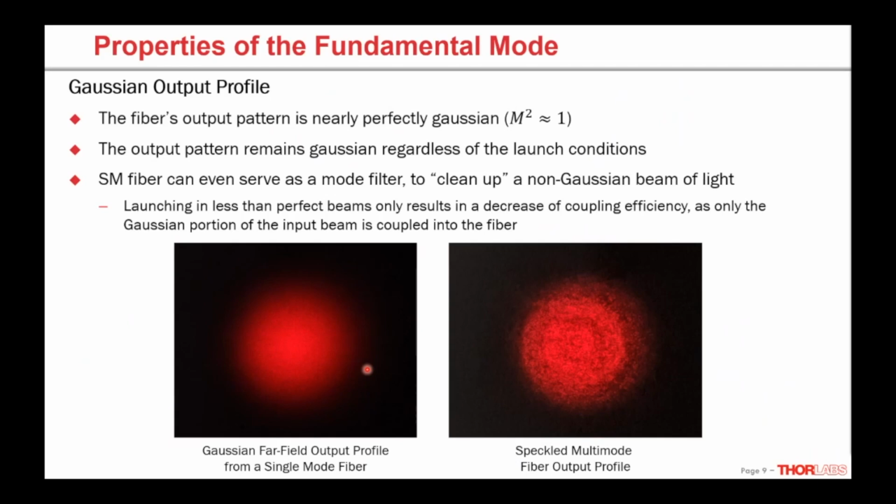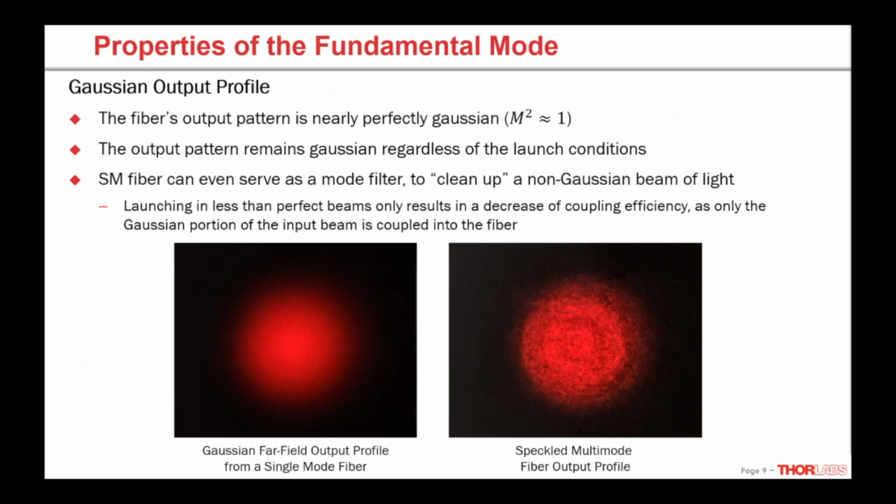So what we don't see is perfect, 100% or near 100% coupling efficiency, because if you think of that non-Gaussian input beam being coupled into the fiber, really it's a superposition of two states, the Gaussian portion and the non-Gaussian portion, and only the Gaussian portion can be coupled into the fiber. So the rest would not be, but what comes out the other end of the fiber is this beautiful Gaussian output pattern.